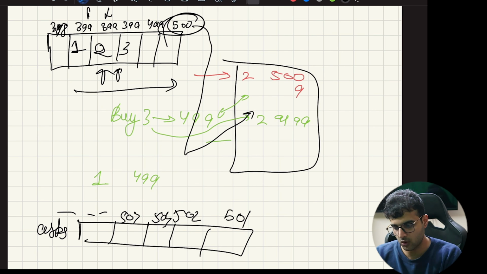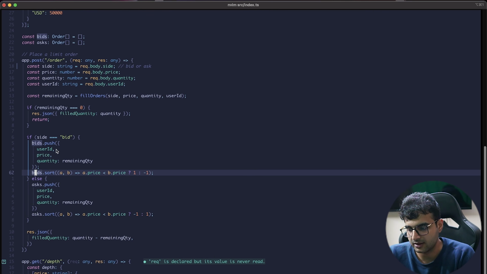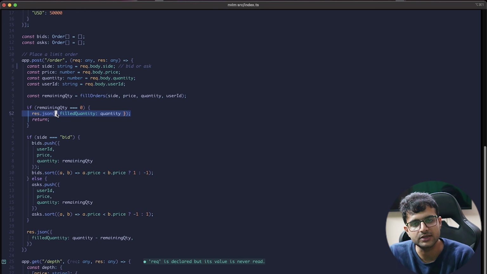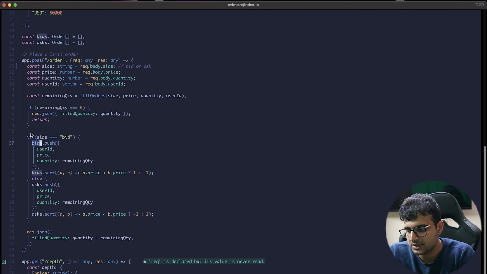Is this optimal? Probably not very optimal. Is there a more optimized way to do it? 100%. If you know bids is already sorted and the thing that's coming in needs to go somewhere here, you can do binary search, you can do a bunch of fancy algorithms to sort bids and asks. I haven't done it, but by the end of it, the order will either completely be filled, or if it is partially filled or not filled at all, the order will exist on your order book, either in the bids array or the asks array.